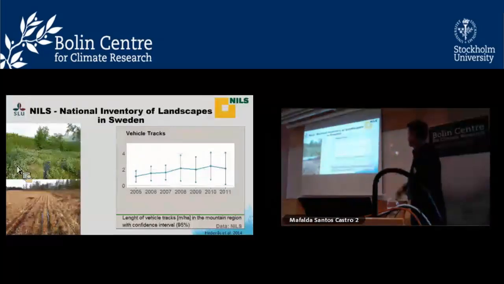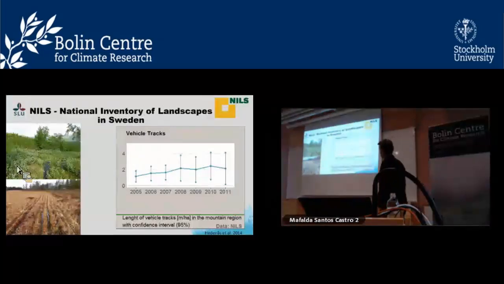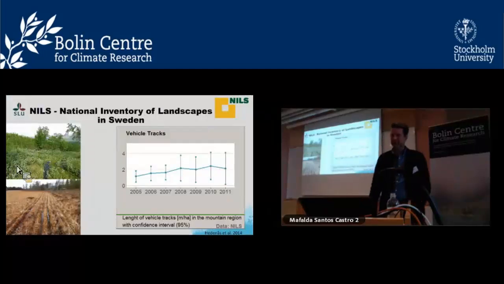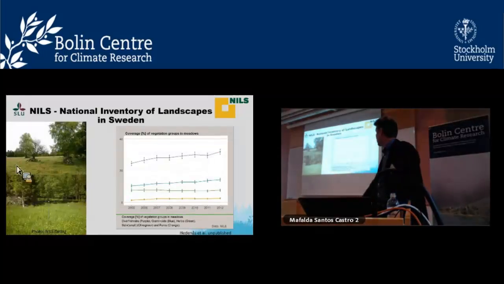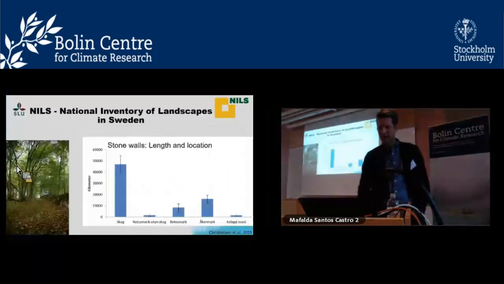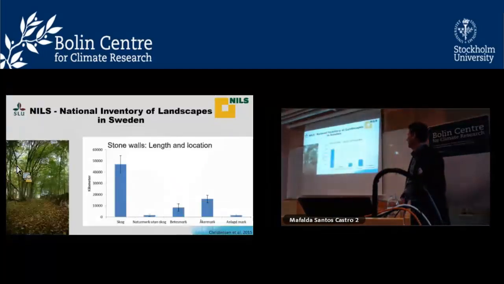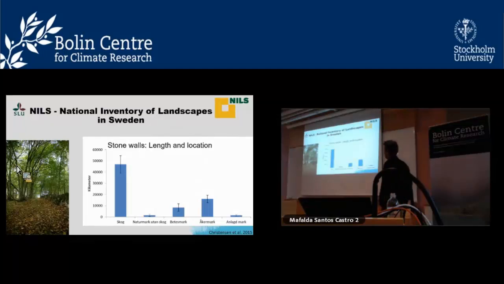Vesicle tracks, for example, are also different from the first phase to the second phase in the alpine era. We have covers of vegetation in meadows. We have stone walls, length and location. We actually have 140,000 kilometers of stone walls in Sweden. A lot of it is in the edges between different habitats. We also have a lot in the forest today.